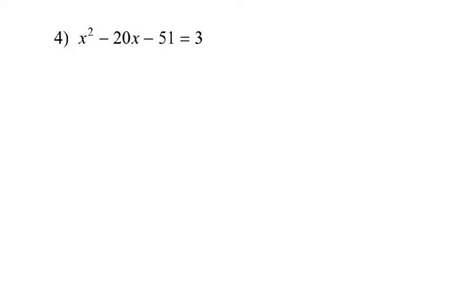Okay, so number 4, we're starting to see some things that are going to make this a little bit harder. I do notice that I have a 1 coefficient, so that's good. I don't have to worry about that. I'm going to add the 51 to the other side and just get it off the left-hand side. So I'm just going to be left with x squared minus 20x, and then on the other side I'm going to have 54.